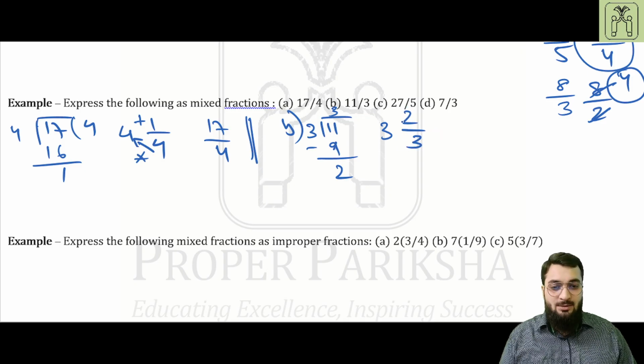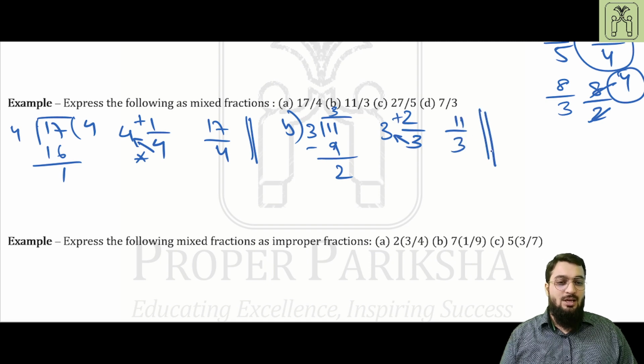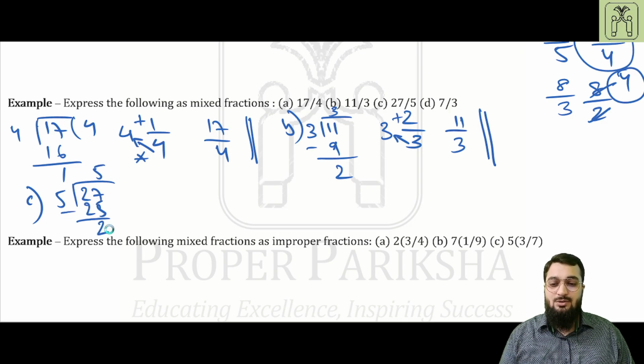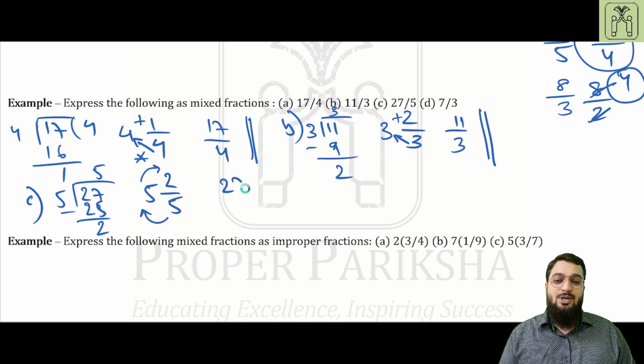In order to get the improper fraction, what you will do, 3 into 3, that is 9, plus 2, that will be 11. So it will be 11 upon 3. Coming to the next part, 27 upon 5. So that will be 5 fives are 25. You can just do it verbally or you can write it down. So 5 fives are 25, minus 2, and this will give 5, 2 upon 5. If you want to make the improper fraction, what we'll do, multiply it, 5 fives are 25, and then add, so 25 plus 2, 27 upon 5.